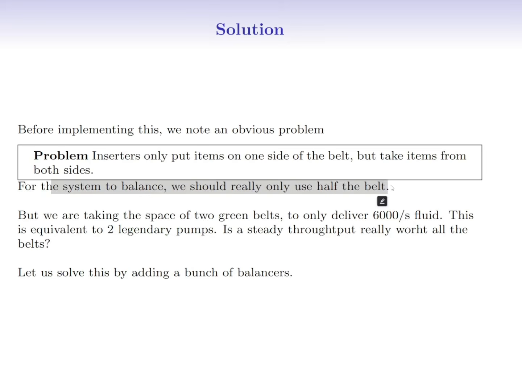And for this system to balance out, you really should only use one side of the belt. But that reduces the throughput of a belt to only 6,000 per second, which is 2 legendary pumps. And now you would ask, is it really still worth it to get a throughput of only 2 pumps? Is it worth all the trouble? Now this can be easily solved using a lot of balancers, using a lot of belt balancers.